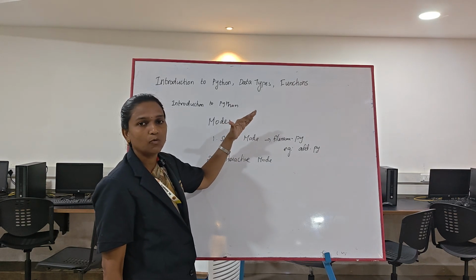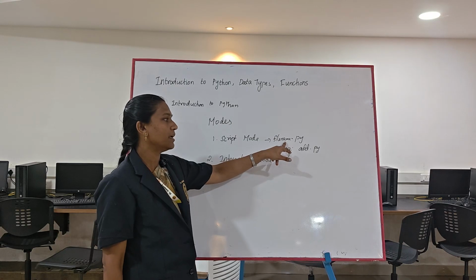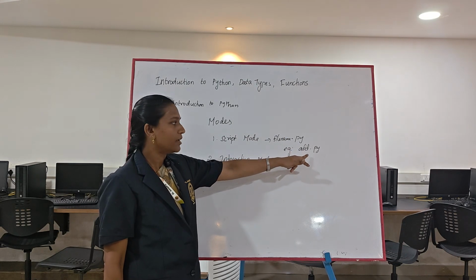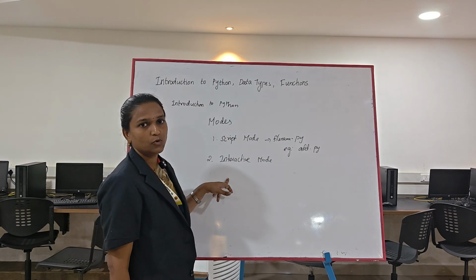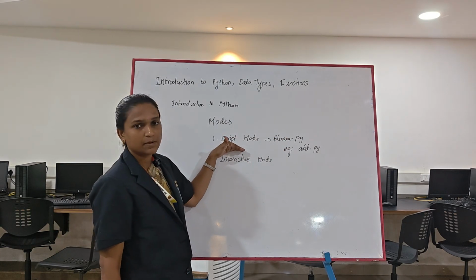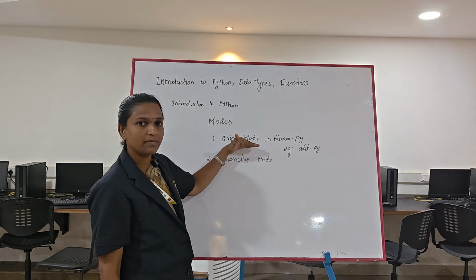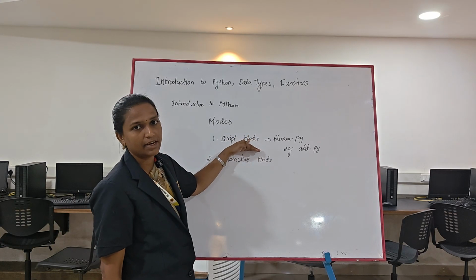Script mode is we have to open the file, type the program and save the file, and the file name should be file name.py. Example, if you are using an addition program, we have to use add.py. So these are the two modes. So what is the advantage of script mode? If any error happens in the program that we have typed, we can edit the program. That is the main advantage.